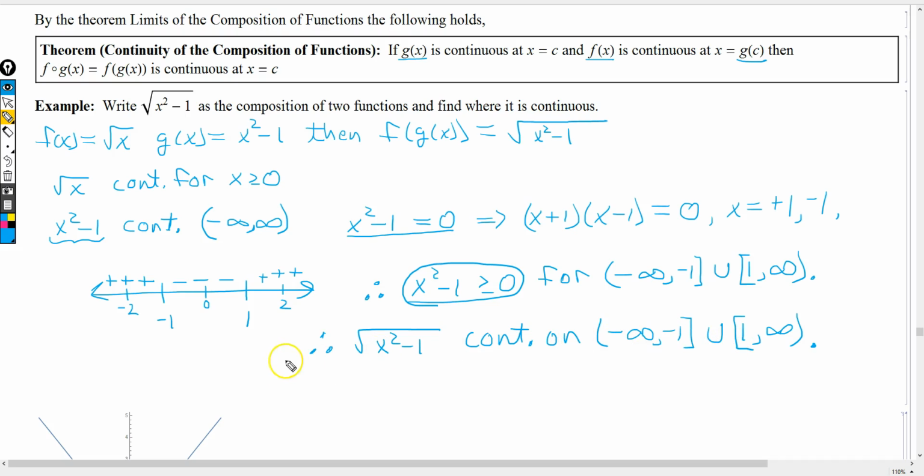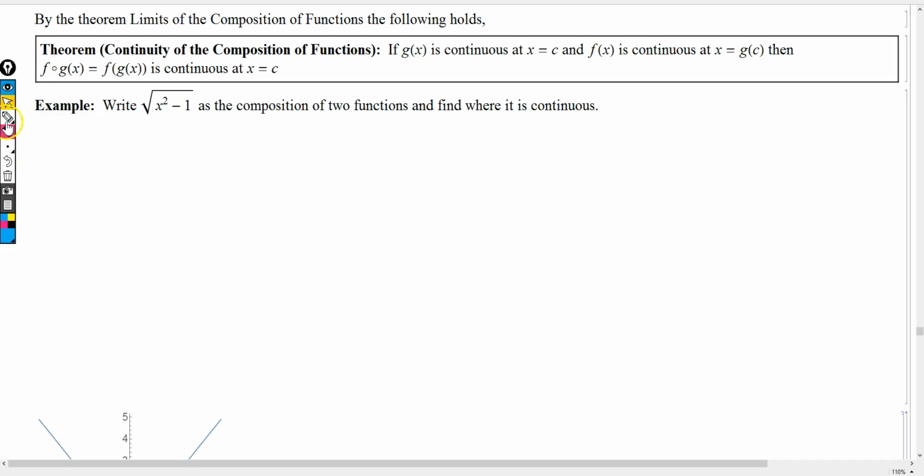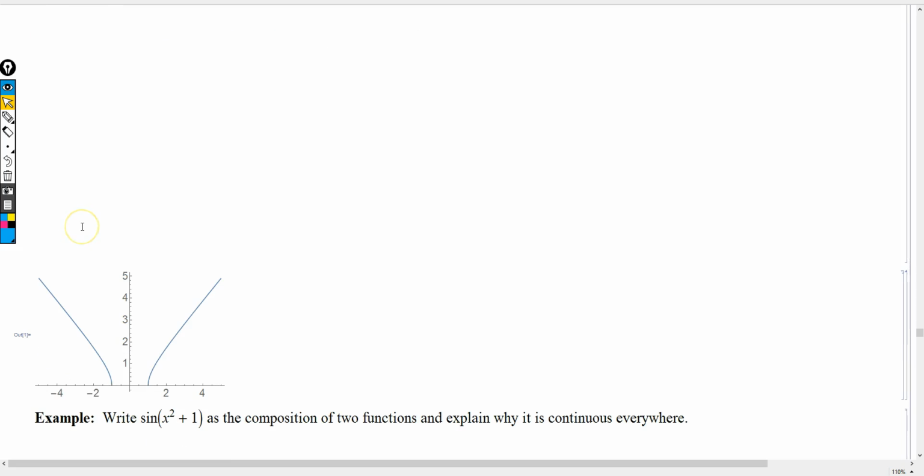All right. And so right here is what the graph of that function looks like. So right here is -1, and right here is +1, and you can see the graph does look like it's continuous from -infinity to -1, and then from 1 to +infinity. So it's continuous over this region and this region. All right. One final example.